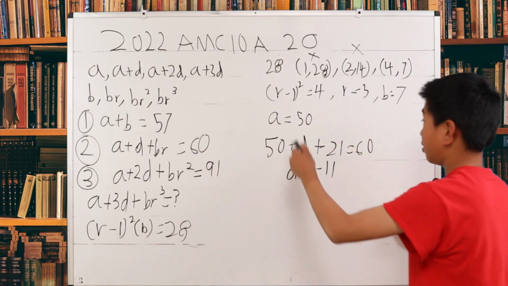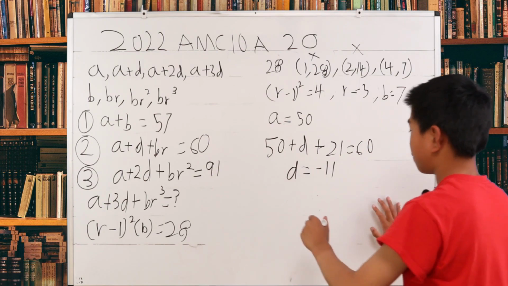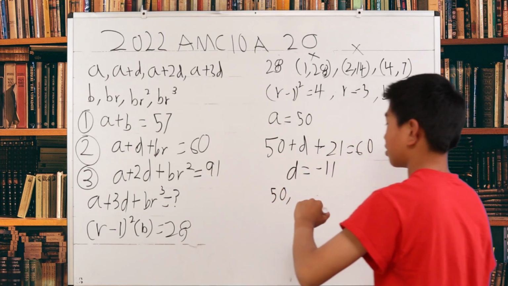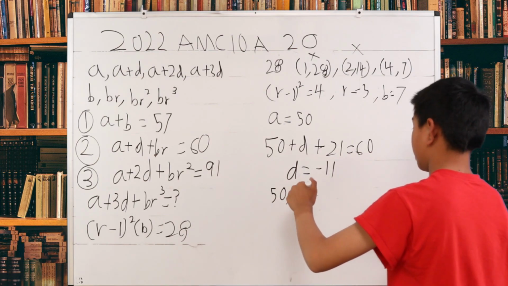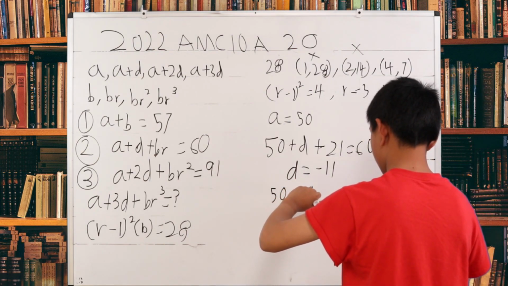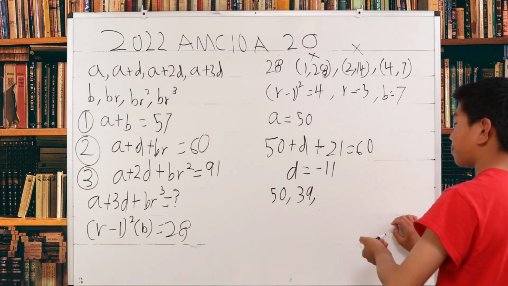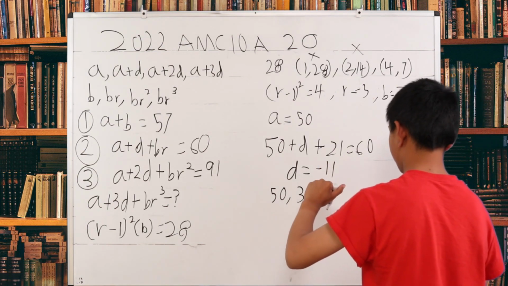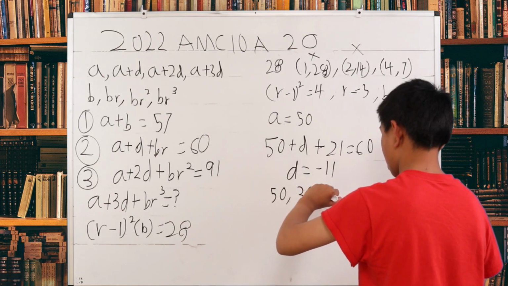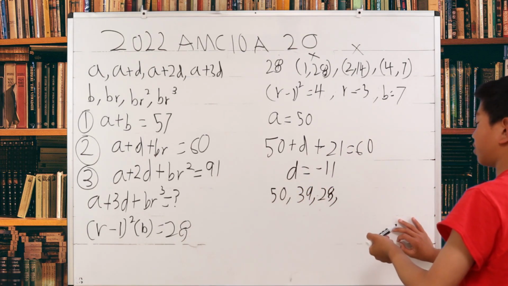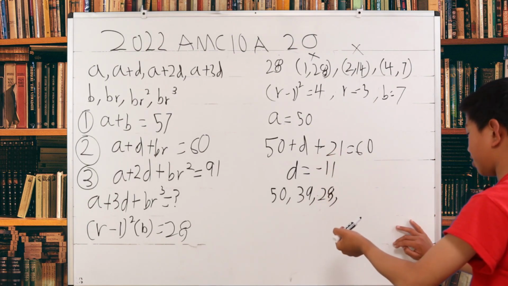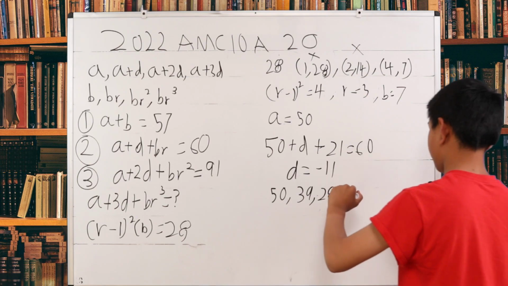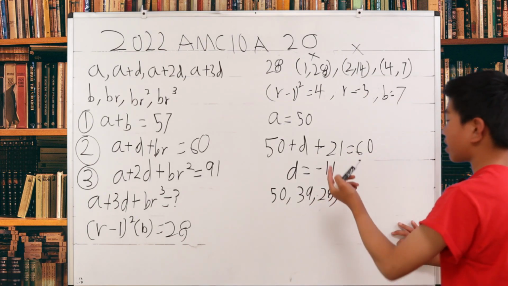Now we try it on the arithmetic sequence. On the first term, 50 is still 50. On the second term, 50 minus 11 is 39. On the third term, 50 minus 22 is now 28. And in our final term, 50 minus 33 is 17. So we know that that checks out.